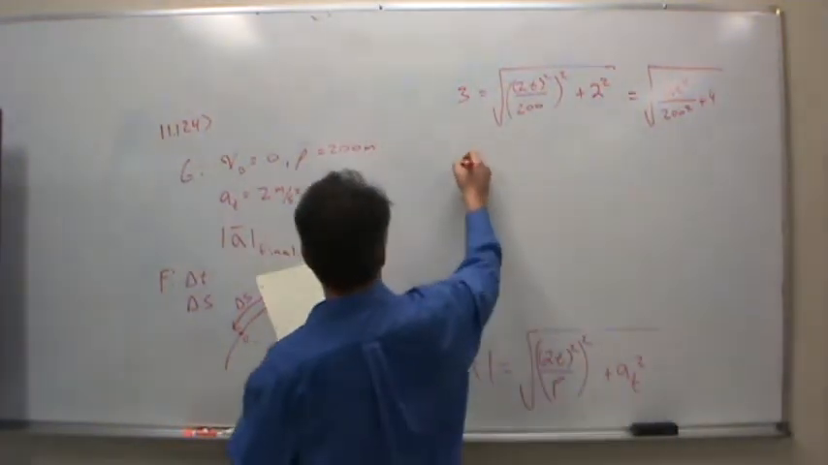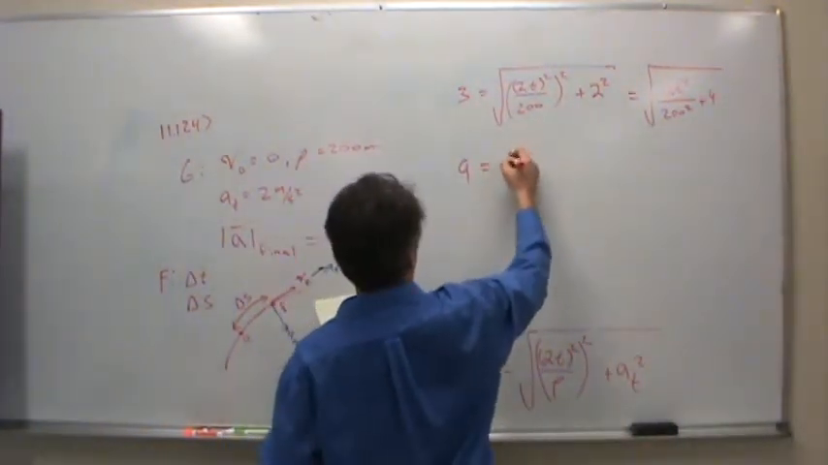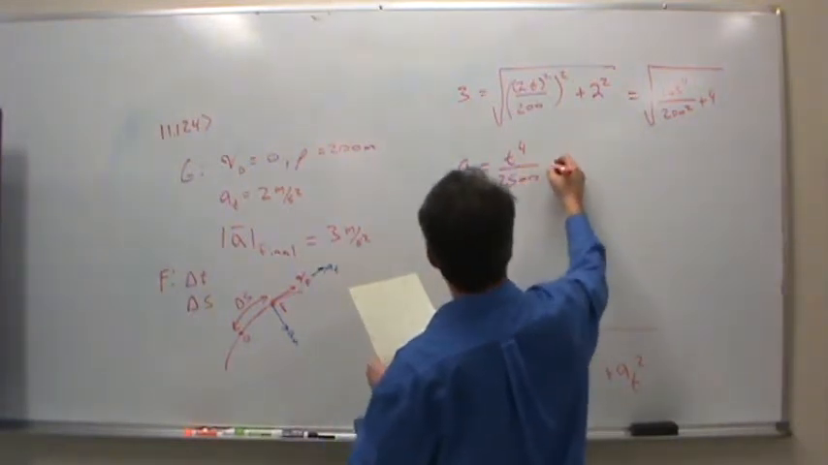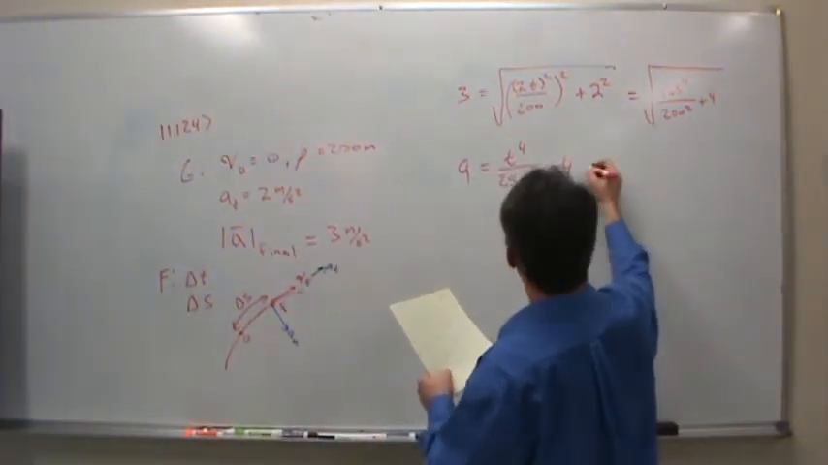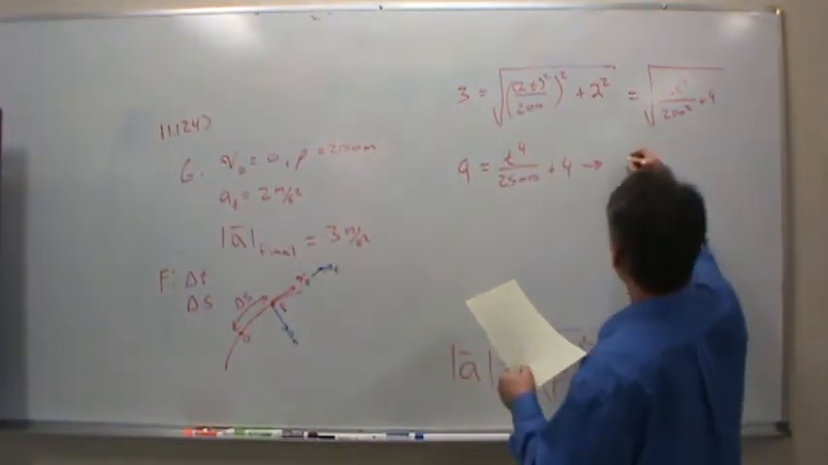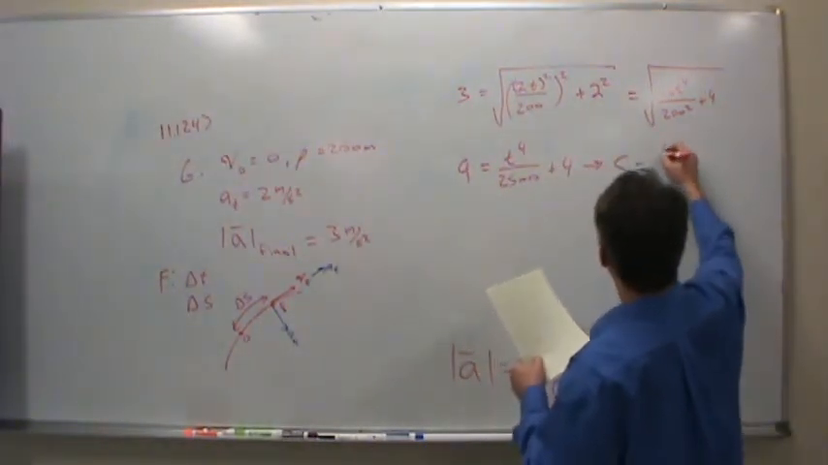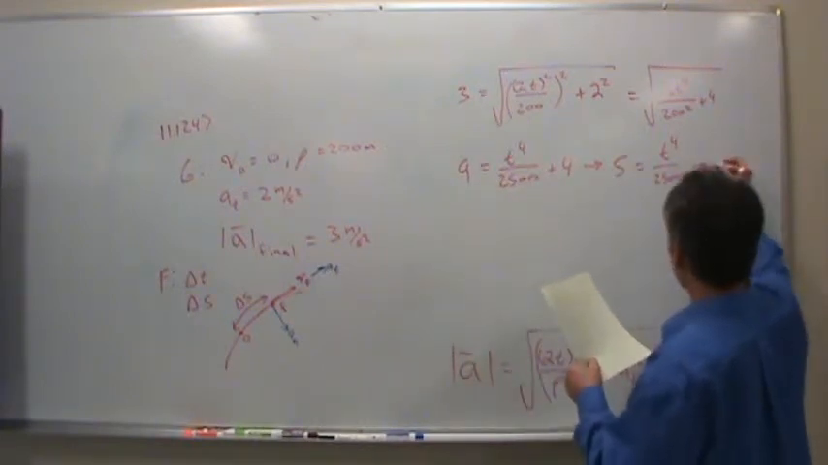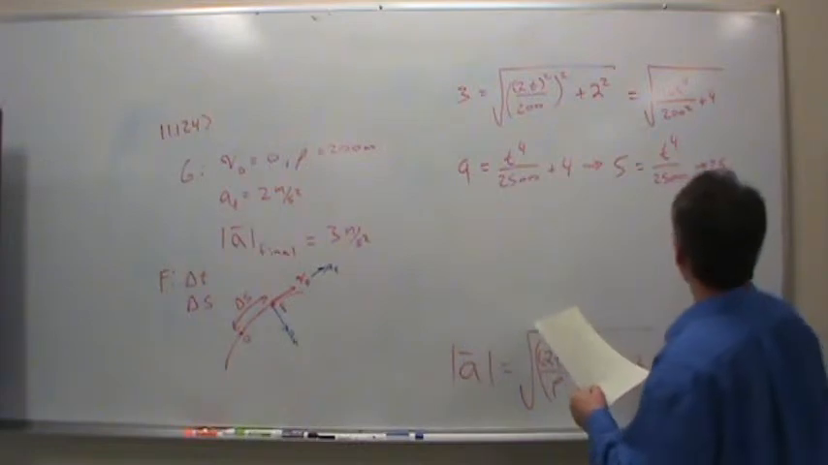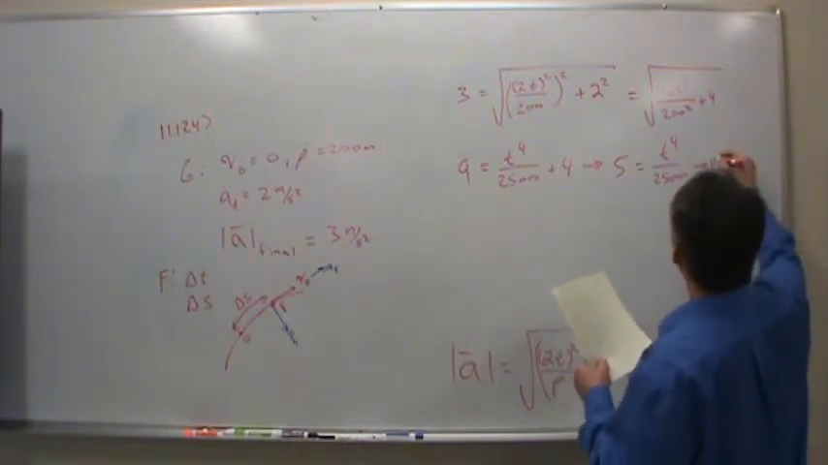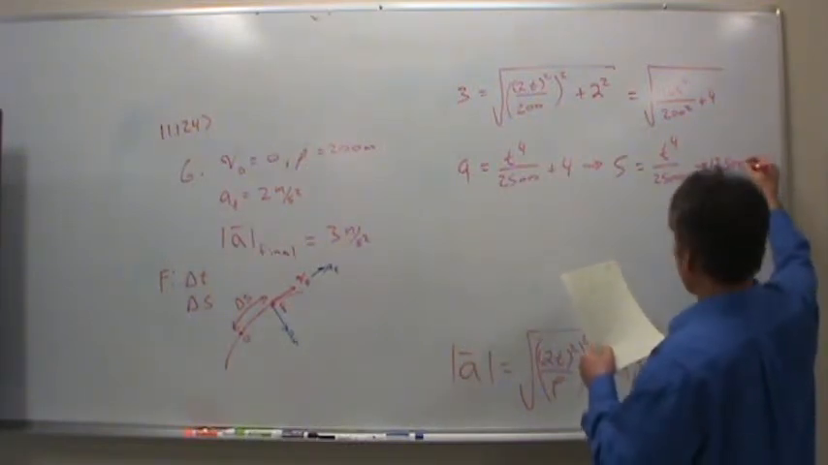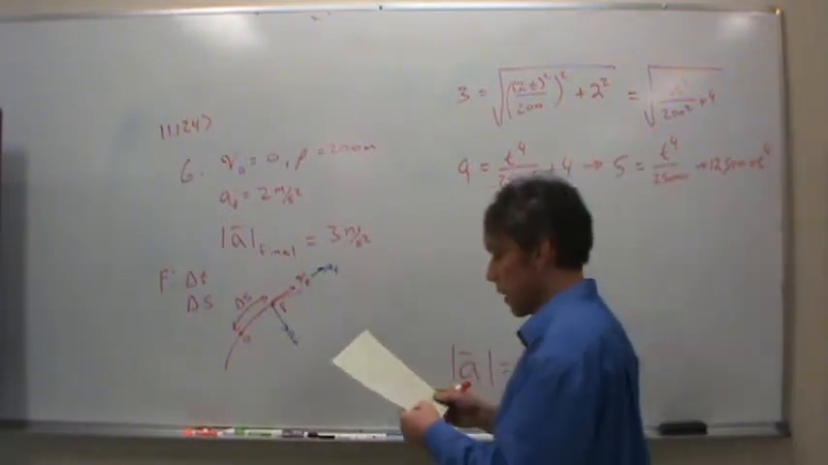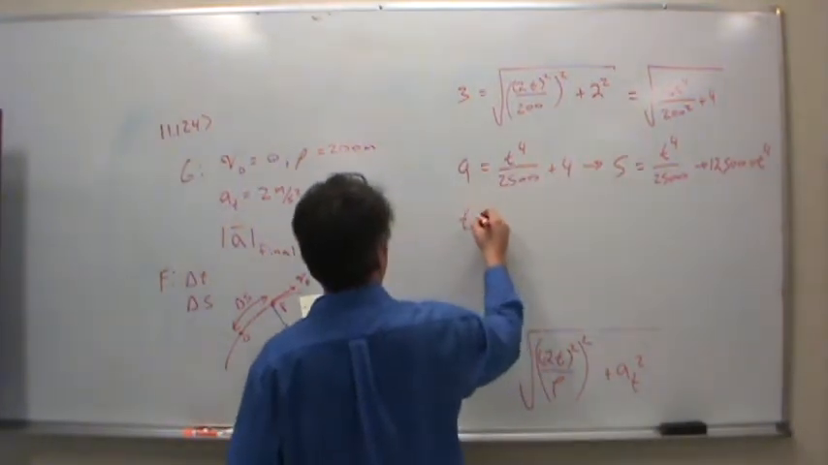If you square both sides, then you'll have 9 equals t to the 4th divided by 2500, plus 4. Solving this out, 5 is t to the 4th over 2500. And so 12,500 is equal to t to the 4th. And then you can just take 12,500 to the quarter power in your calculator.